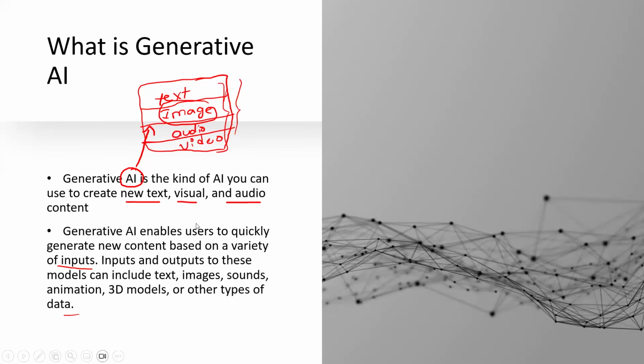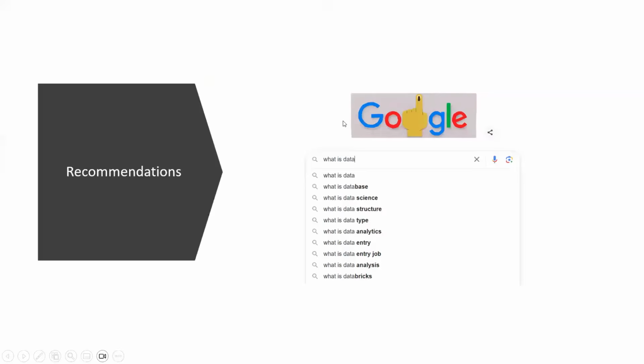Now this is what generative AI is. Can you tell me the four components that generative AI works with? Text, image, audio, and video. Now, can you see what this image is? I'm typing something. What is the data? I type something, and automatically it gives me suggestions. It is giving suggestions.